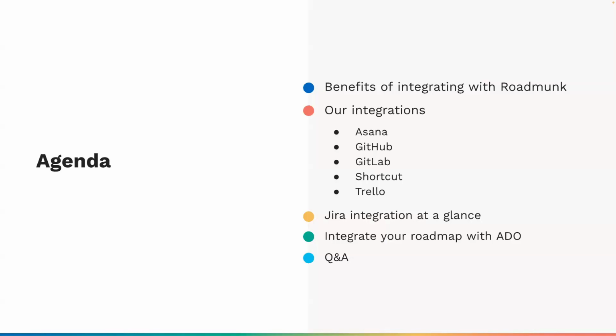So for today's agenda, we're going to be talking about a few of our different integrations, but of course, we're going to be focusing on Azure DevOps. So we're going to be talking about the different benefits of the integrations. We're also going to talk about our integrations that we have, including Asana, GitHub, GitLab, Shortcut, and Trello, as well as we do have a couple of other ones. And then, of course, I'll give you a little bit more detail on Jira integration as it's one of our biggest ones. We'll look at Azure DevOps through a demo, and then of course we'll have plenty of time for Q&A.